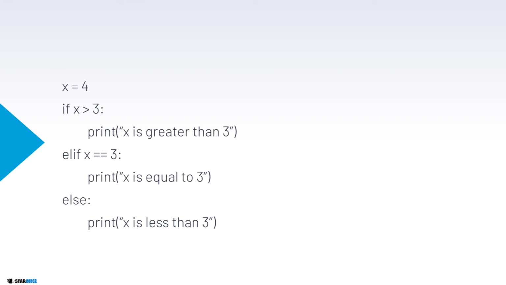Finally, let's change the value of x to 1. Again, let's run through the program. If x is greater than 3. 1 is less than 3, so this is false. Elif x is equal to 3. Well, 1 is not equal to 3, so this is also false. Finally, we would go into the else, and we would print x is less than 3. Here, the program ends.